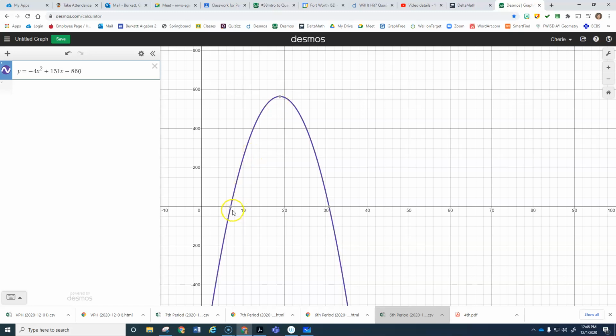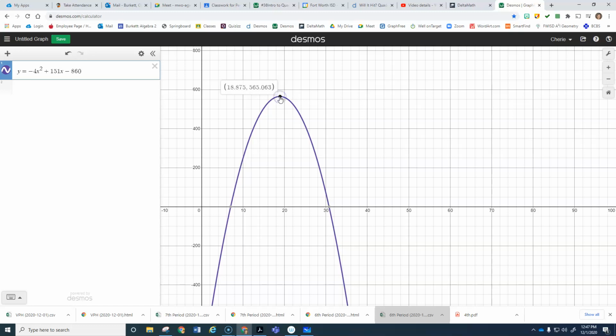And then this down here is telling you that if we only make 6.9 widgets, we're not going to make any money. And if we make 30.7 widgets, we're not going to make any money. So this is where we start making money at 6.9 widgets. This is where we stop making money. So you just have to pay close attention to what your x-axis and y-axis represent so that you can pay attention to what your x value is telling you and what your y value is telling you.